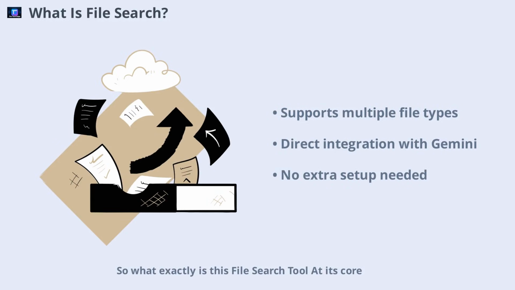So, what exactly is this file search tool? At its core, file search enables Gemini to truly understand your data. You can upload a variety of file types: PDFs, DOCX, text files, JSON, or even code. When you ask Gemini a question, it doesn't just guess. Instead, it examines your uploaded files, finds the relevant sections, and uses them to generate a response. It's like plugging your personal knowledge base directly into Gemini, with no extra setup required.